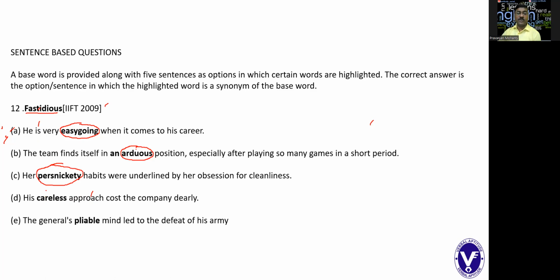Then, his careless approach. Now, again, that cannot be a synonym for the word fastidious. The general's pliable mind. Pliable means which can be easily tamed or manipulated. So, pliable also cannot be our answer. So, that leaves us with option C, which means her fussy habits were underlined by her obsession for cleanliness. So the person had an obsession for cleanliness and wanted everything to be perfectly clean. Got it? So what is the meaning of fastidious?